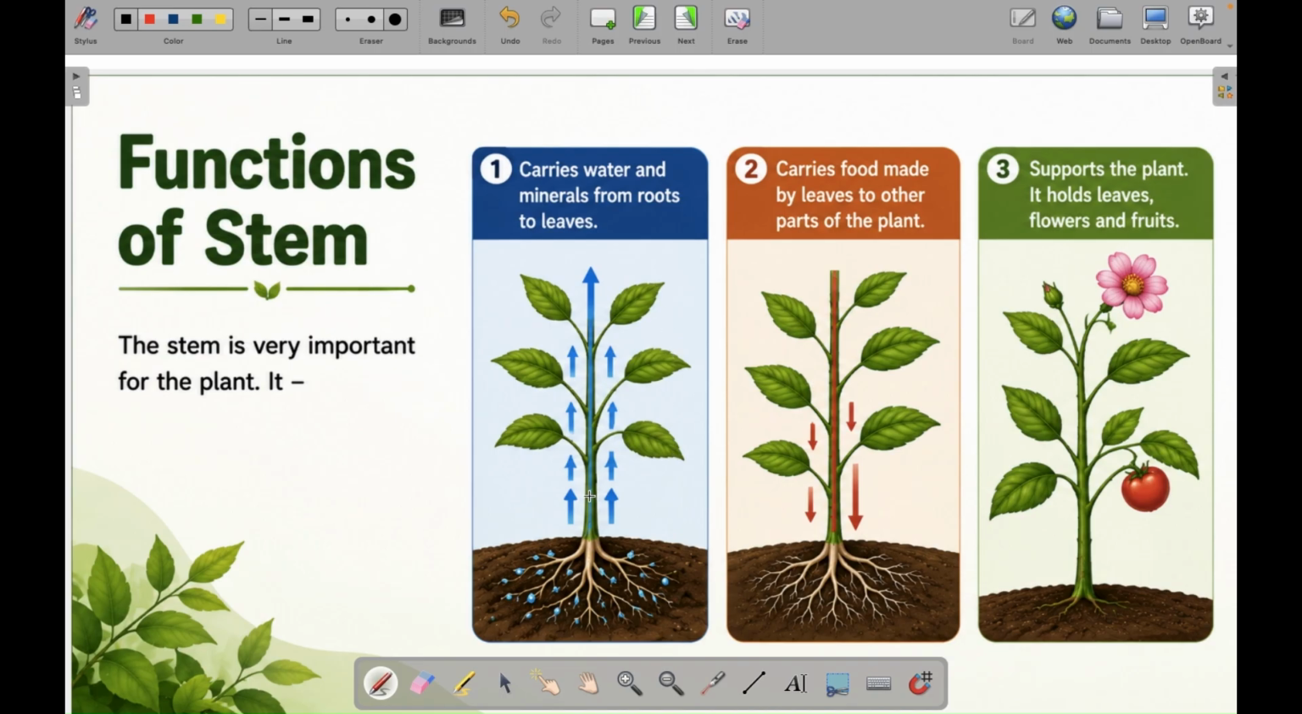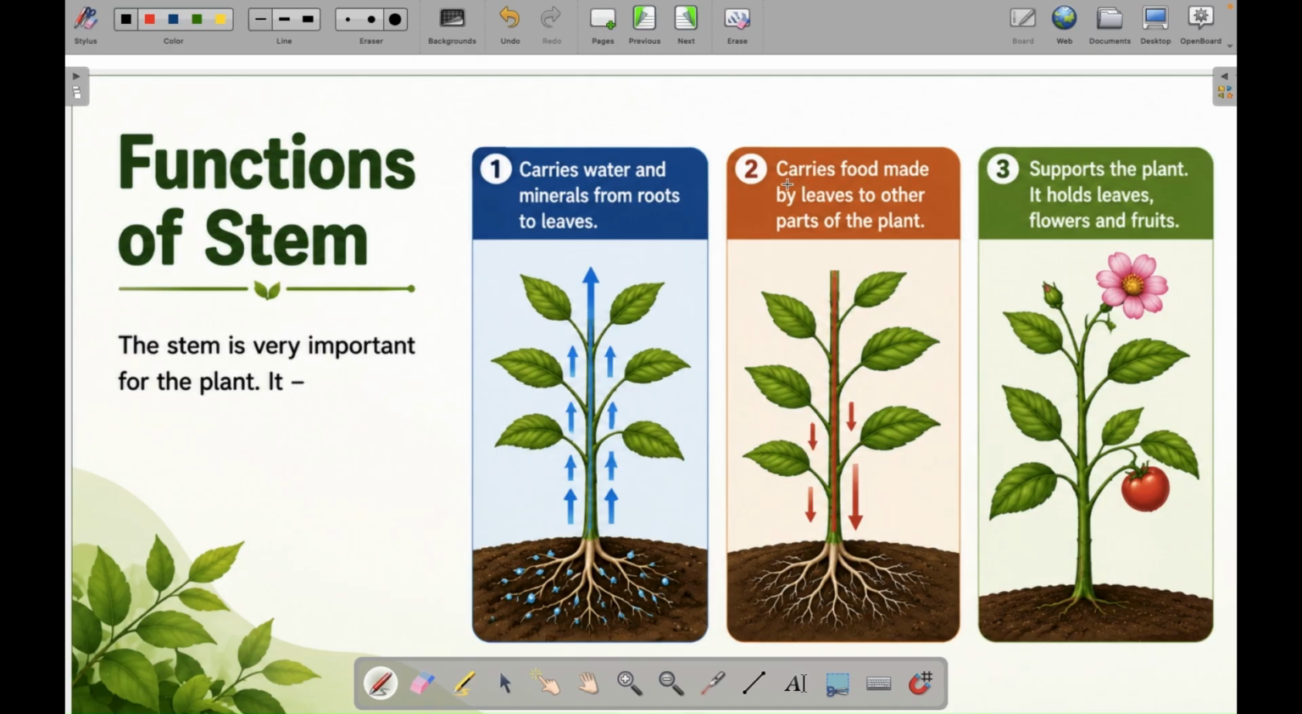It is the stem that carries the water that is absorbed by the roots from the soil. It will transport this water to different components, not only the leaves, but also the flower and the fruit. Okay, because everything needs water.